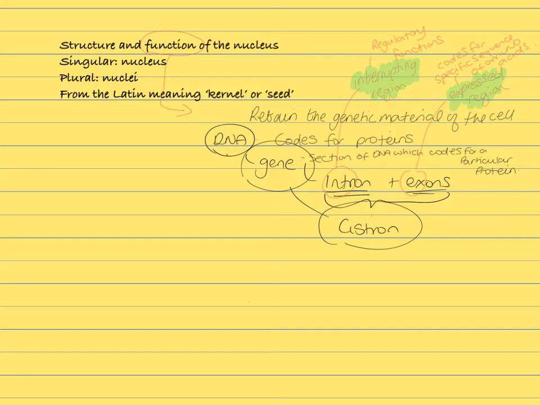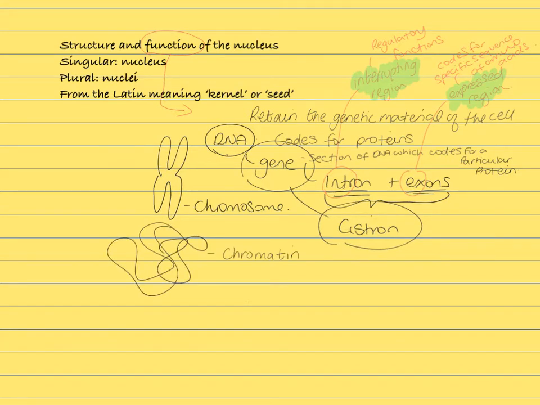So this DNA, you probably are most familiar with DNA in the form of chromosomes, so this structure that we often draw, this sort of X-shaped structure. So this is a chromosome. However, for most of the life of the cell, when it's not undergoing mitosis or meiosis, it doesn't actually look like it's in this X-shaped structure. It's unfolded and unwound. So it's in a form that we refer to as chromatin.